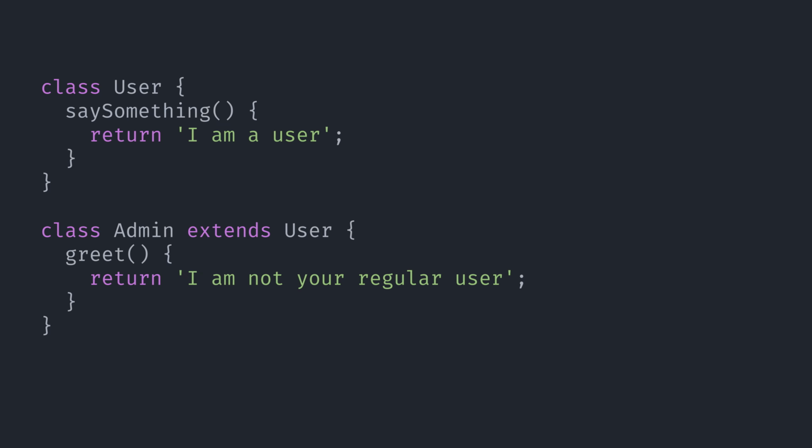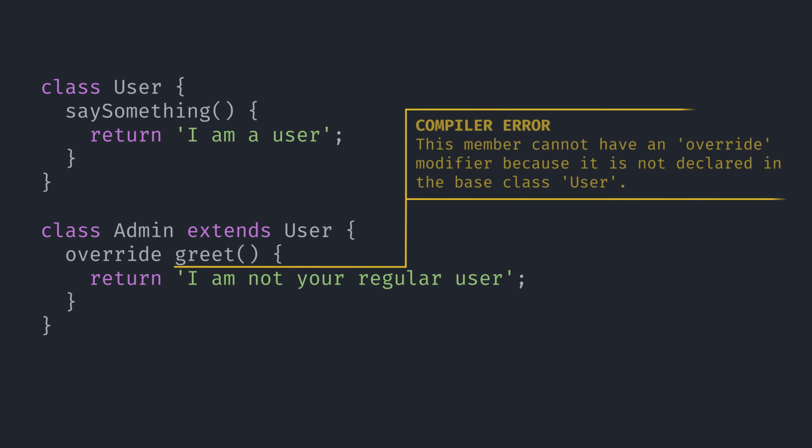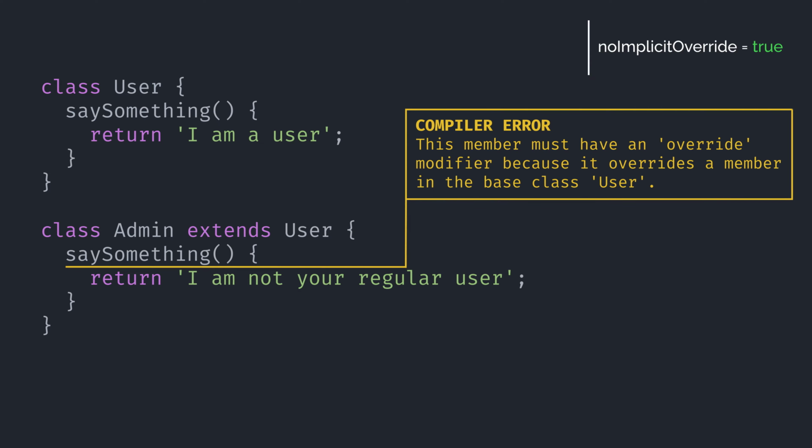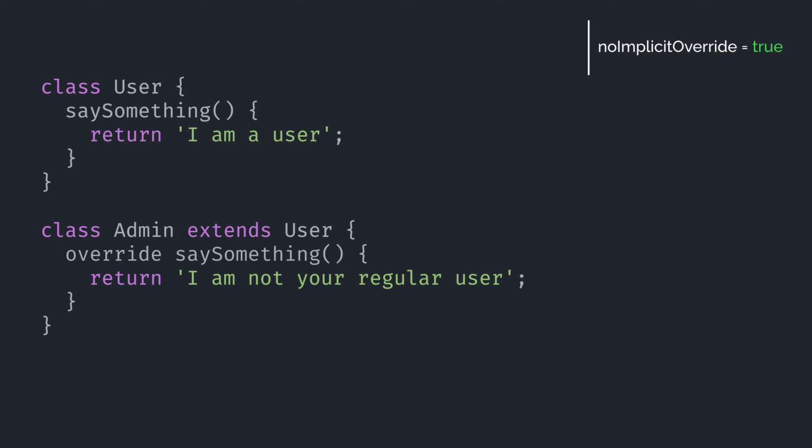But fear not, because with the override keyword, TypeScript will raise a compiler error, letting you know that you're trying to override a method that is not declared in the base user class. Along with the override keyword, we got the noImplicitOverride flag, which requires all overridden members to use the override keyword. Besides making your overrides safer, this has the added benefit of making them explicit.